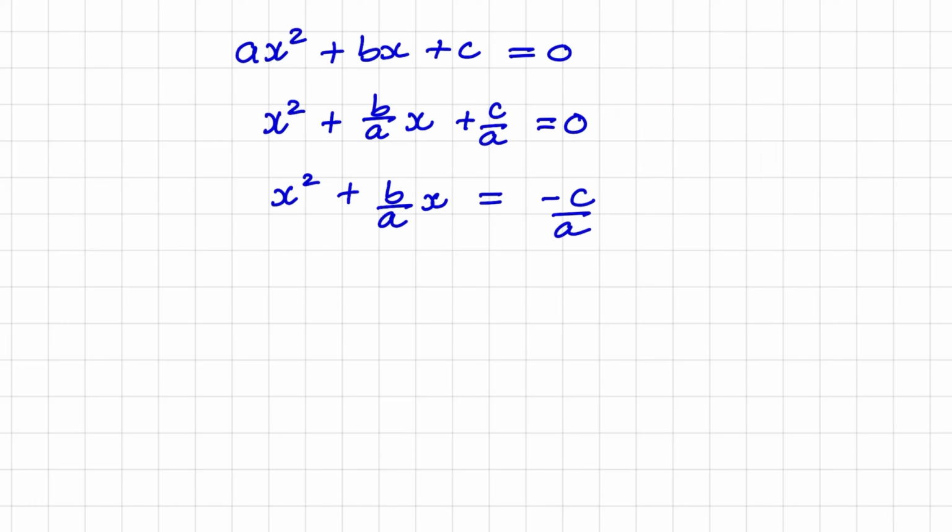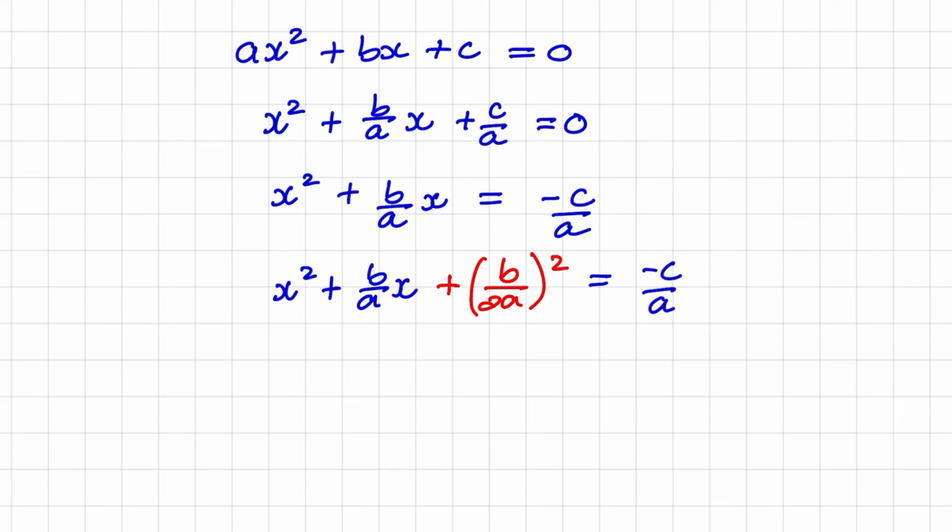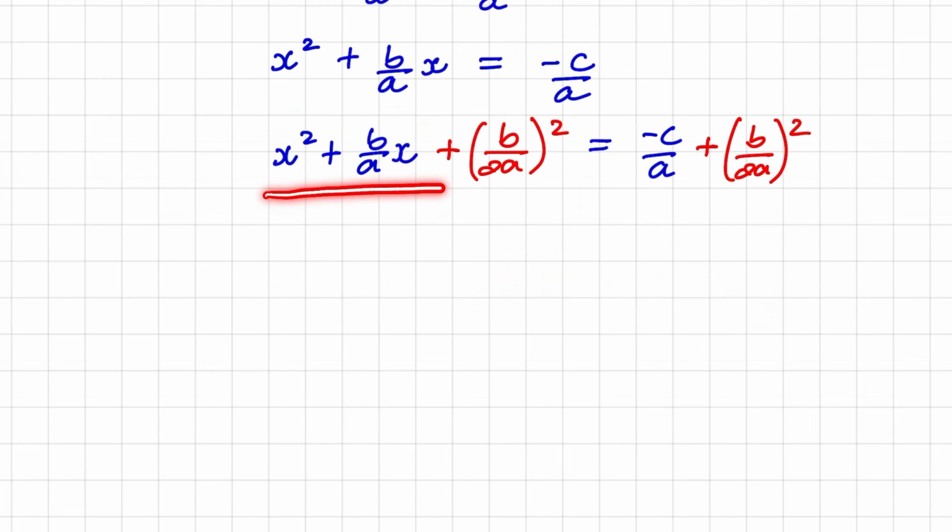So that leads to x squared plus b over a times x plus b over 2a squared, and I also add that to the right hand side of the equation to keep the equation in balance. So what I add to the left, I'll add to the right. Now on the left hand side, I have a trinomial which is known as a perfect square.